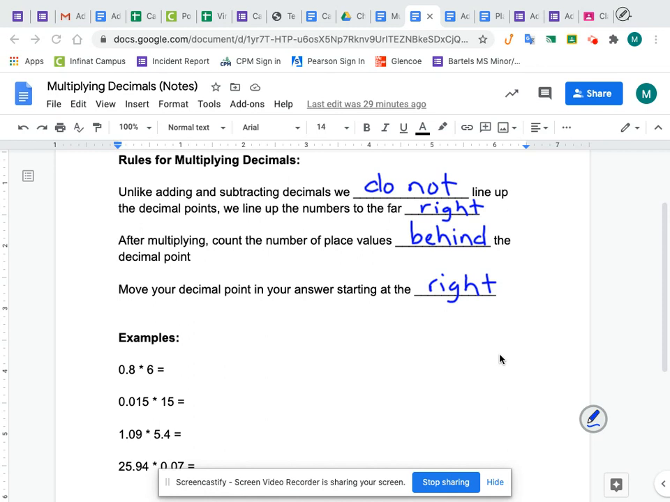So if I had my first example as 0.8 or 8 tenths times 6, 6 times 8 is 48. Well, what I'm going to do is loop this here, and I'm going to think that's one time or one number past the decimal. So I need to come down here, start at the far right, loop my decimal point in one place, so my answer is 4.8.